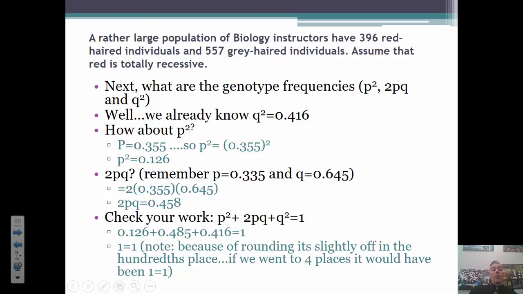And then you can check your work at this point. Now, because we rounded to the nearest thousandths and not the 10,000th place, it doesn't perfectly add up to 1, but it's very close. If you would have gone to the 10,000th place, there are four places after the decimal, you would have ended up getting exactly 1. Okay, but it's very close to 1. So that's how you know you did the calculation right.